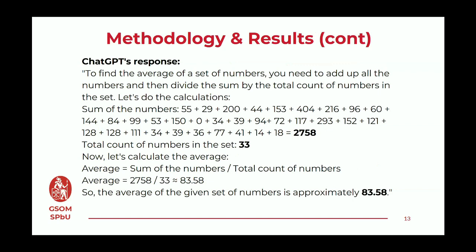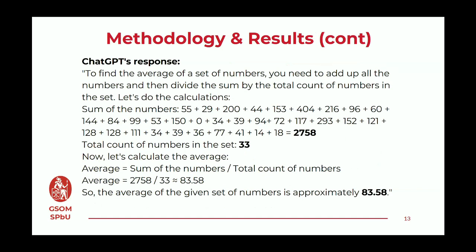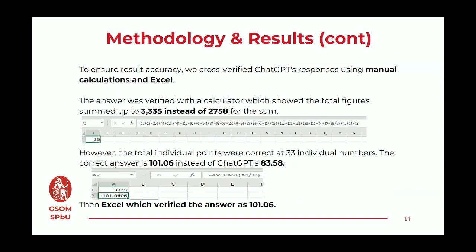Then we verified with manual calculations, a calculator as well as Excel. Looking at your screen, you see that Excel gave us the total as 335. This is the sum, and the individual count was 33. And an average obviously gave us 106.06, which ChatGPT reported differently as 83.58.